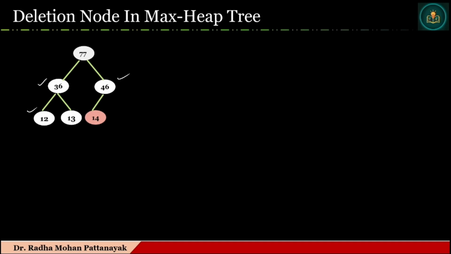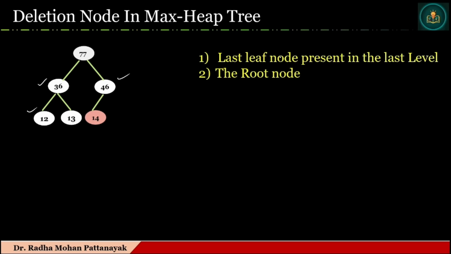So in a max heap tree, we can directly delete only two elements. First is the last leaf node present in the last level. Second is the root node. These two nodes only we can delete directly from the max heap tree. Now here the last leaf node is what? 14. So now we will delete 14 from the tree.